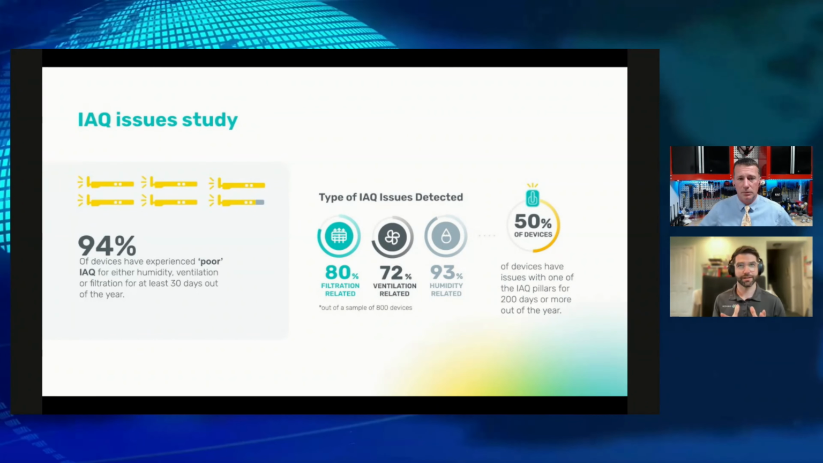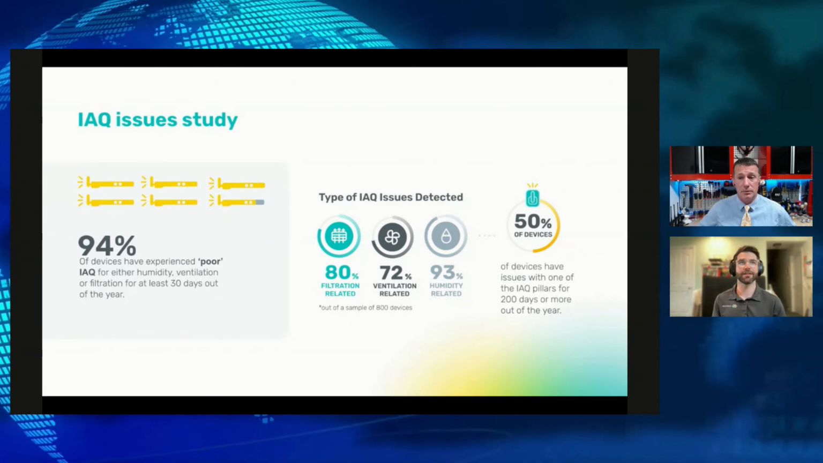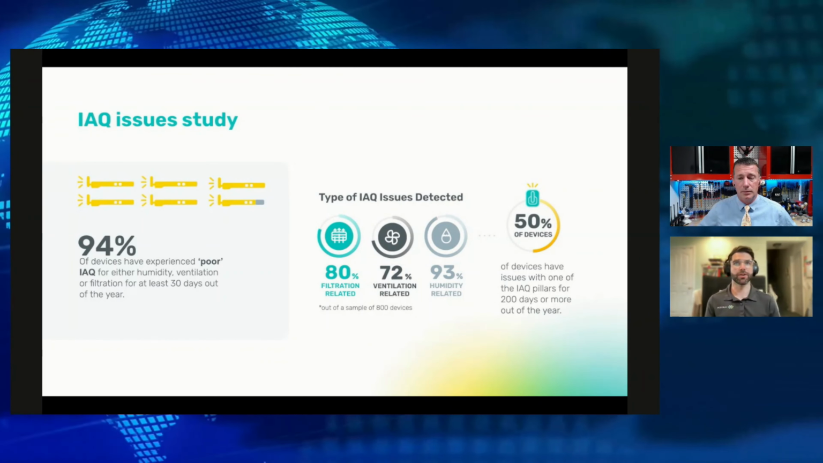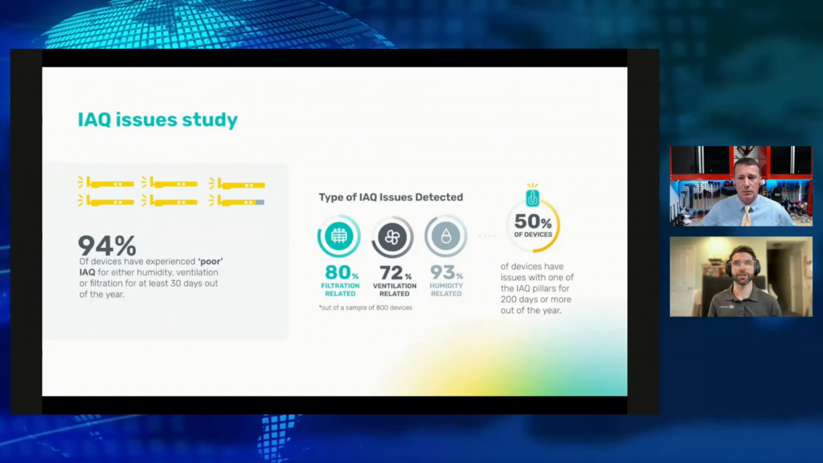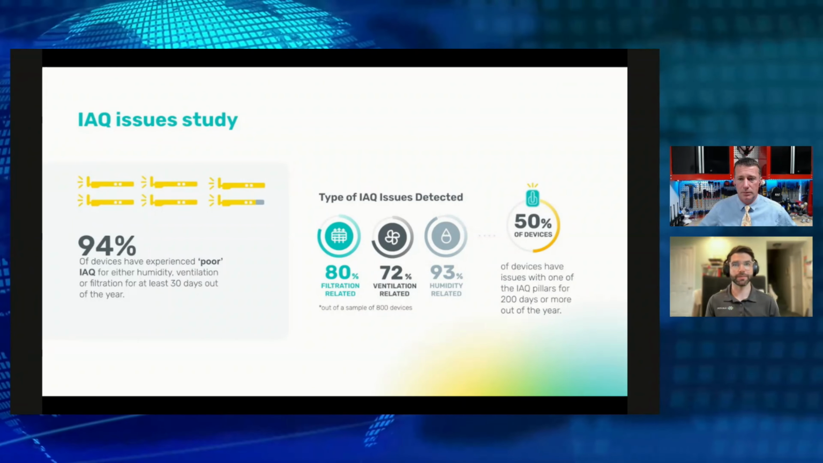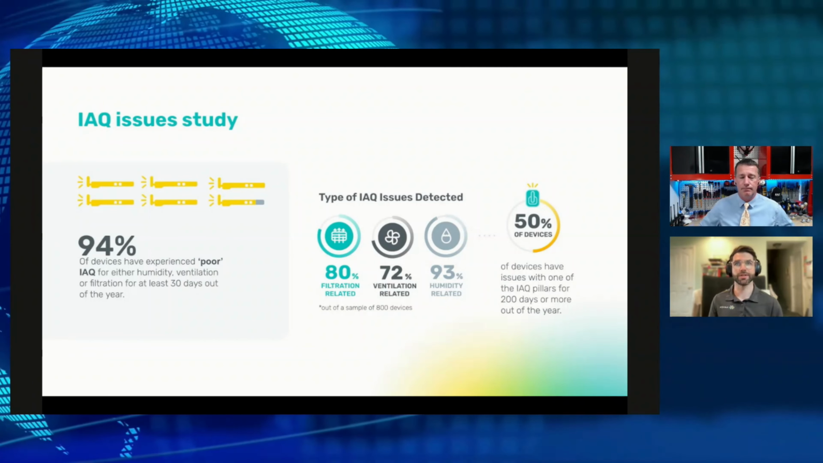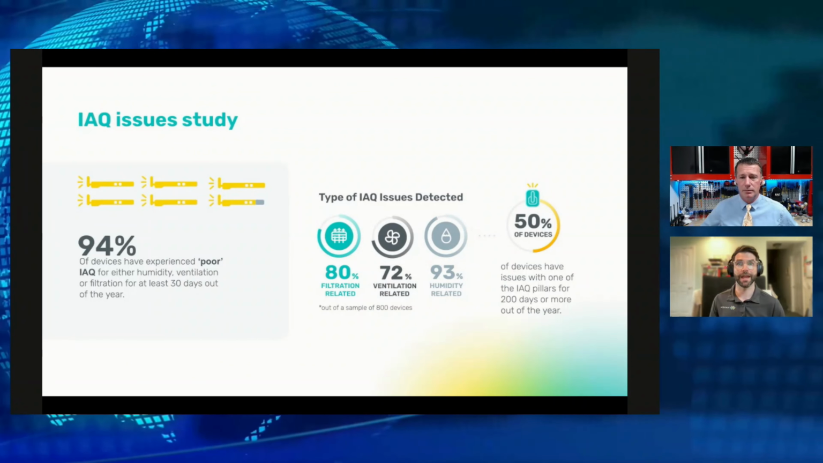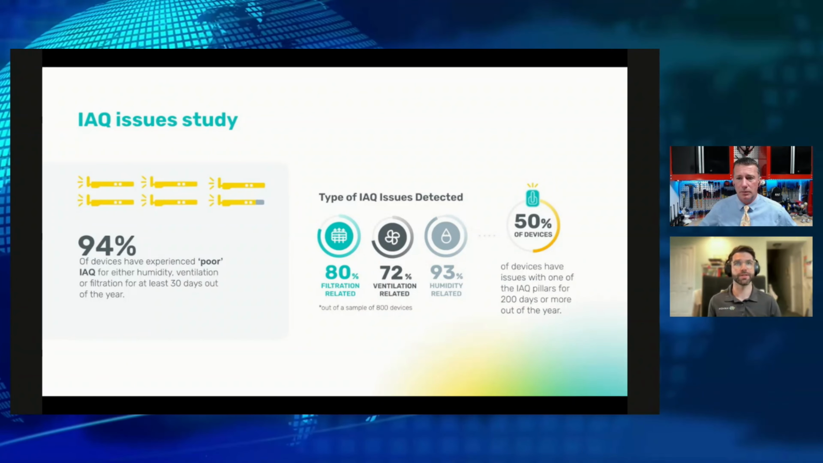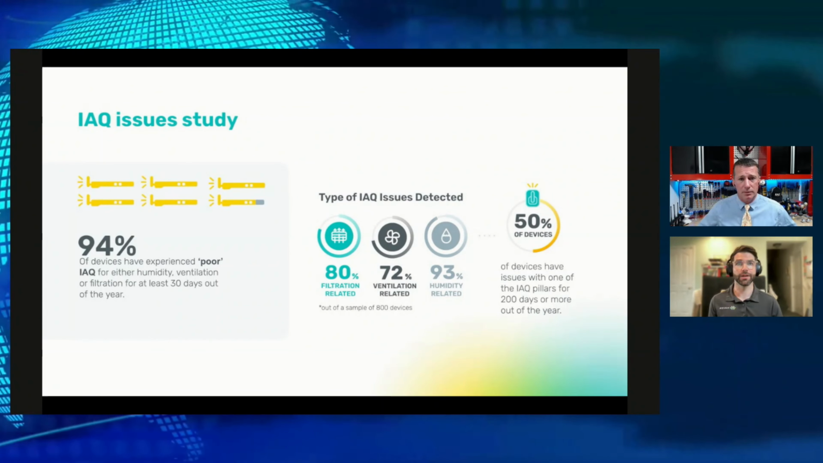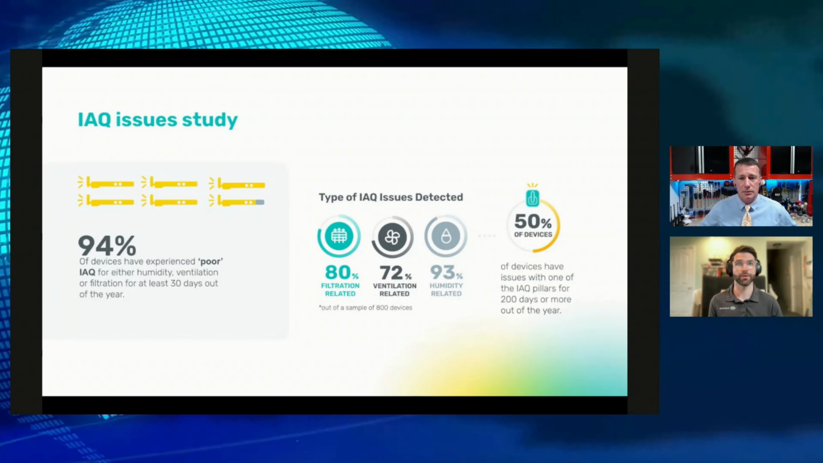That means basically most homes, at least 9 out of 10 homes that you put a monitor in, is going to show an issue at some time of the year. So the opportunities are definitely there, and there are problems out there to be solved. And out of those three, humidity was by far the number one issue.